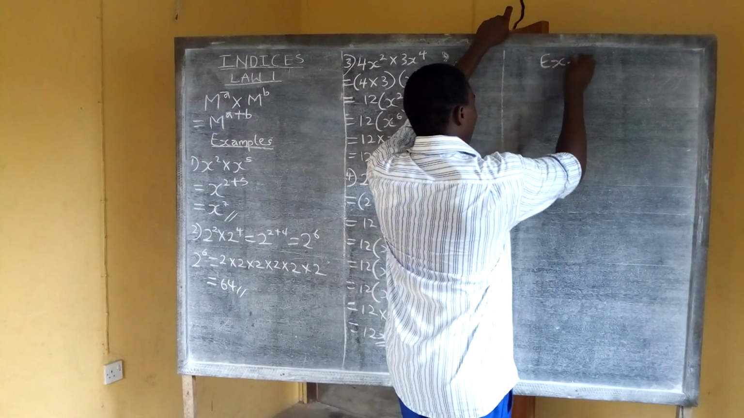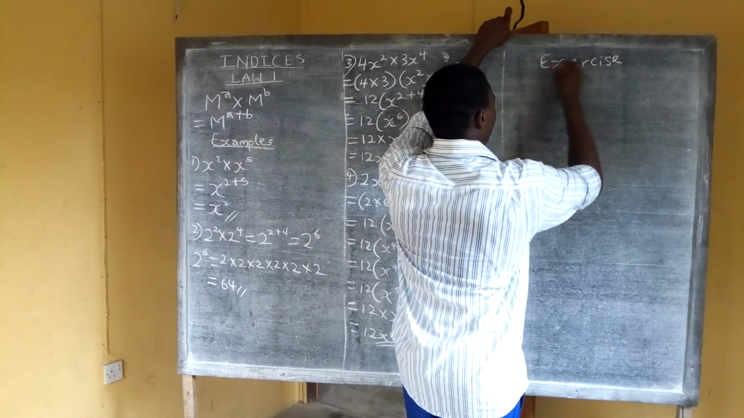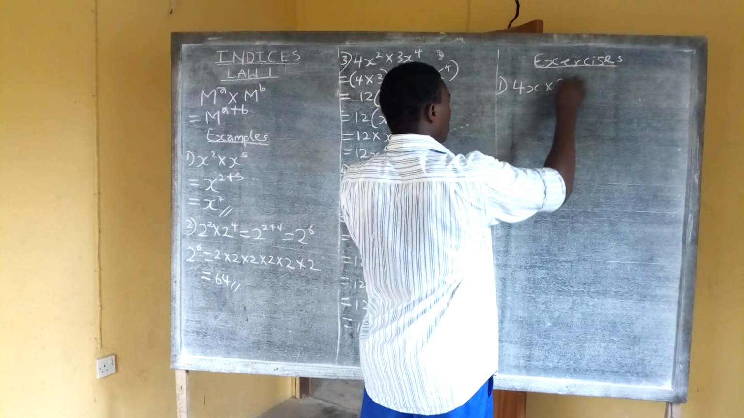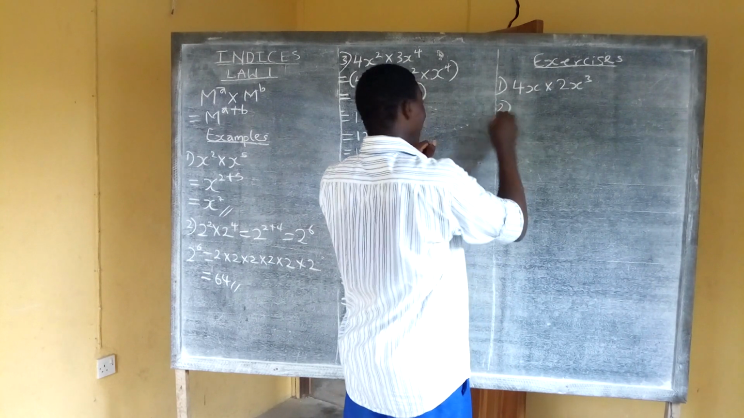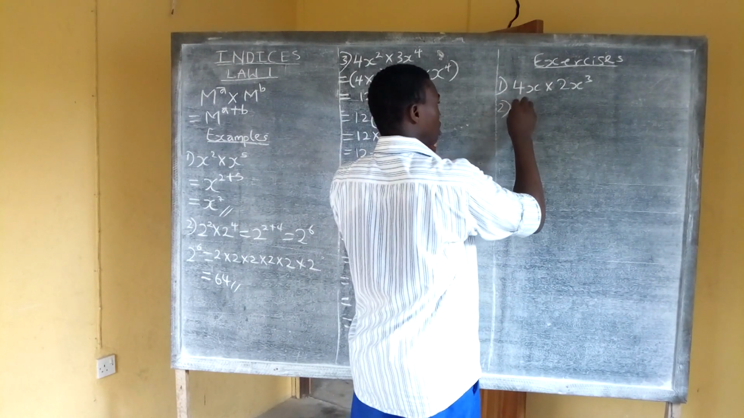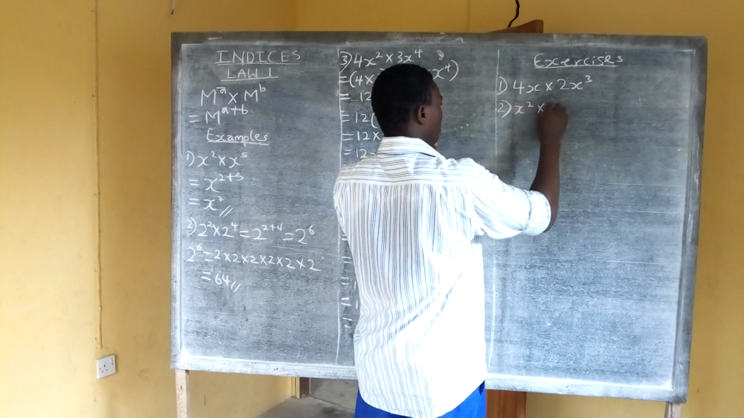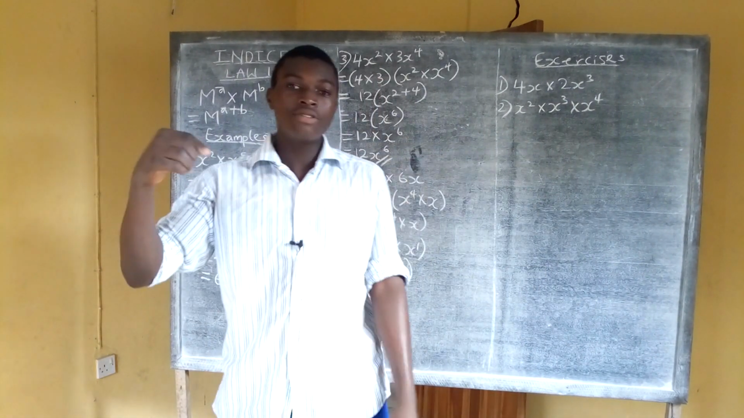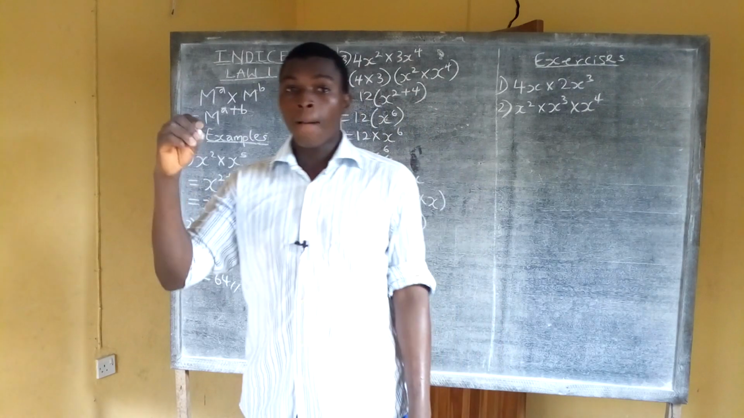So I'm just going to give you a few exercises. The first will be 4x times 2x raised by 3. And the second would be x raised by 2 times x raised by 3 times x raised by 4. Now you can resolve these two and leave your answers in the comment section below.